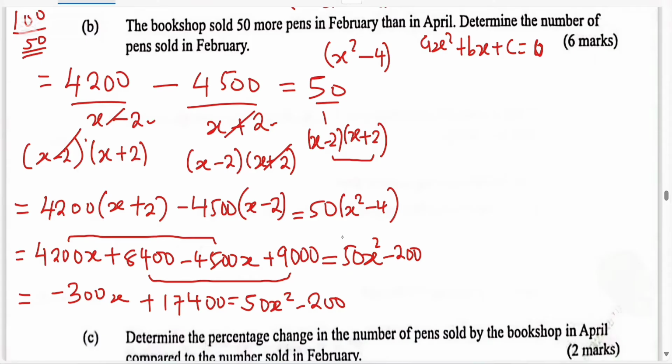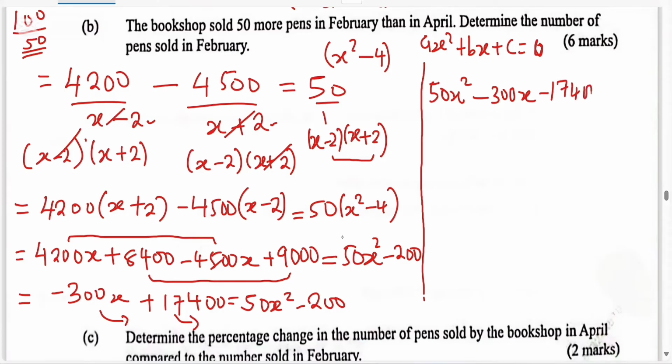So, all these, which is negative 300x, move to your right side. This one also on your right side. Therefore, your final equation should be in this form. This is not final, but second final. It should start with 50x squared, okay, and then followed by negative 300x, then followed by, remember, negative 17400, because it has gone to the other side, minus 200 equal to 0. So 50x squared minus 300x minus 17600.